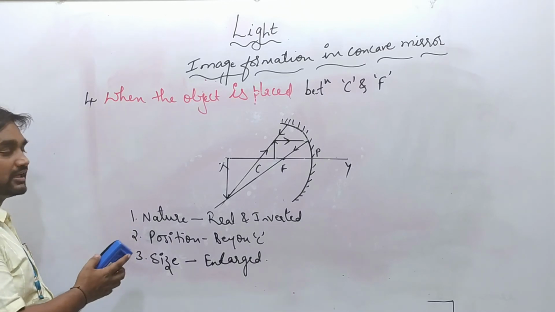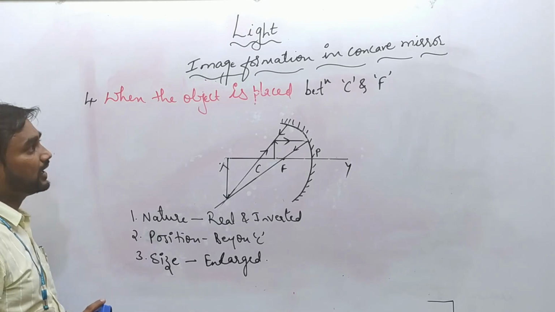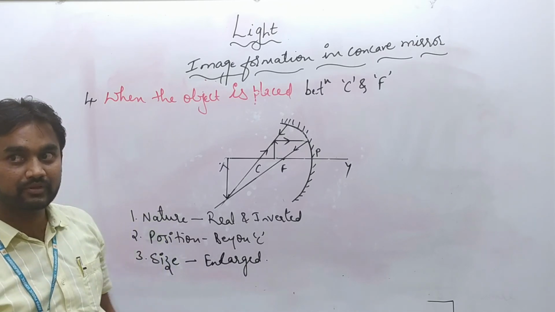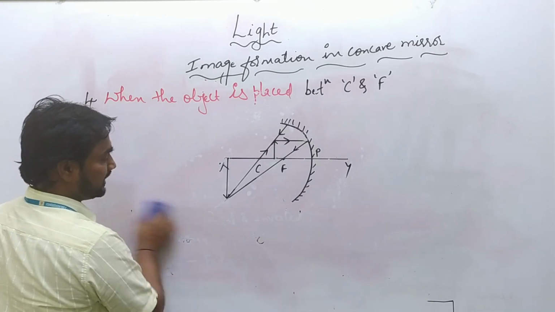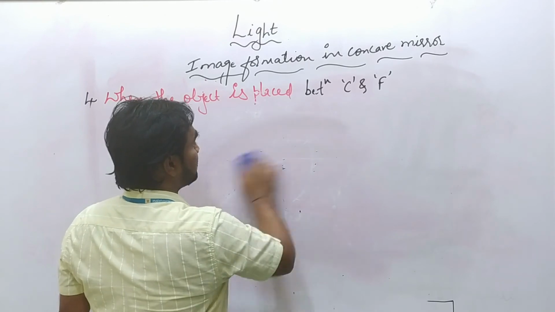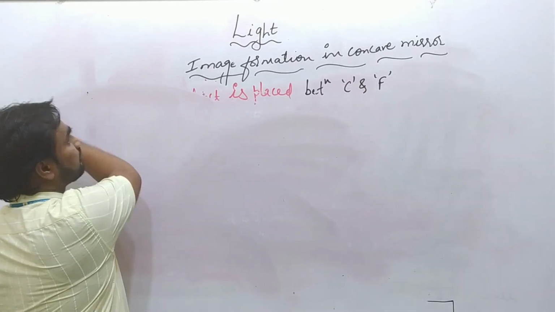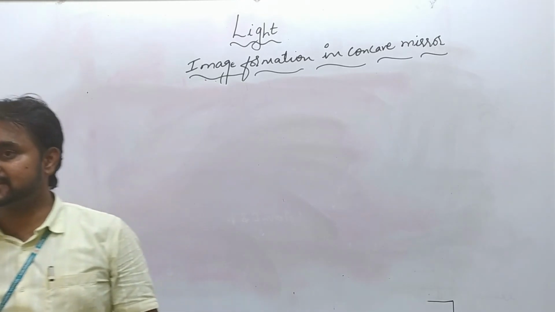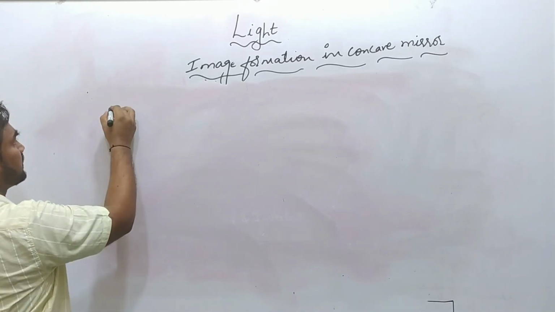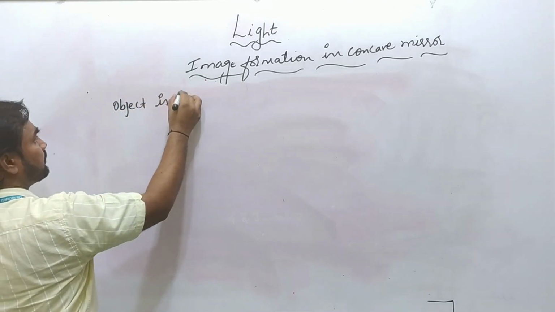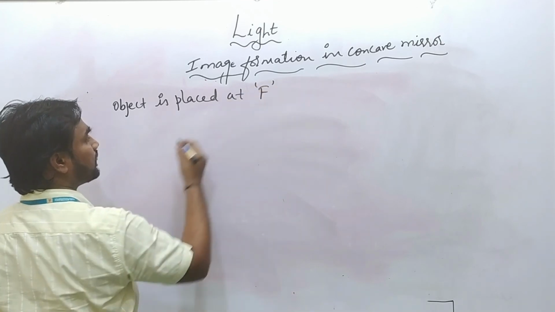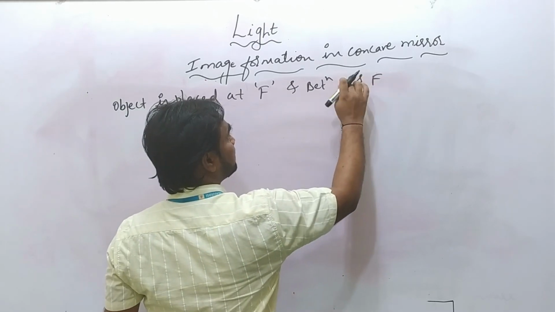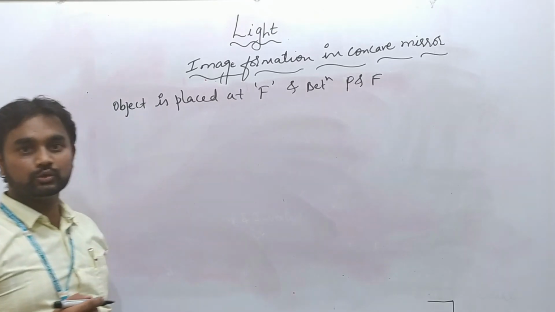Okay, so we'll move on to the next position now, the fifth one, where the object is placed at F. I'll just briefly explain that. You can try the fifth and sixth on your own, when the object is placed at F and between P and F. These two you can try at home.